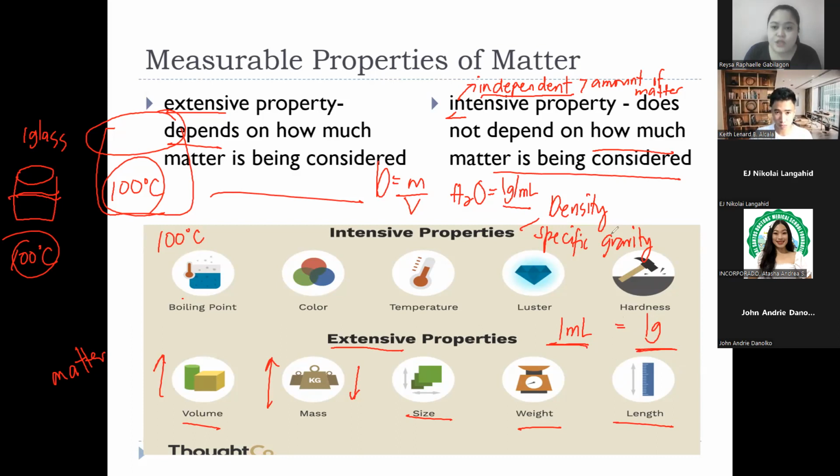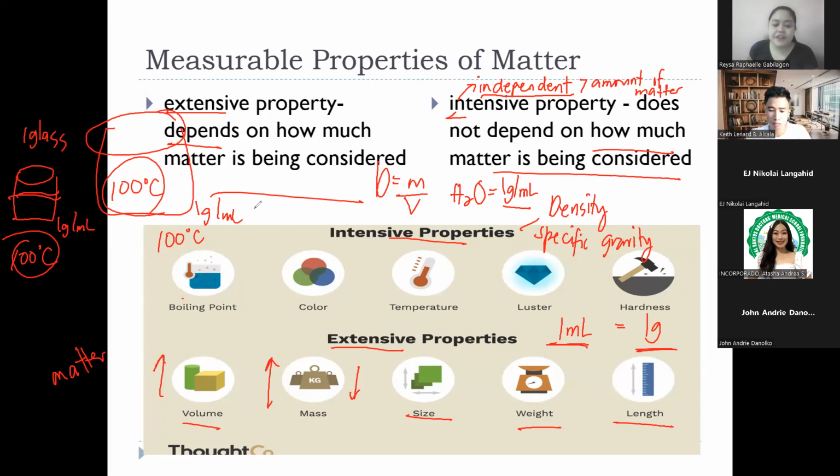Density. So si density is an intensive property. Kasi kung meron kang isang basong tubig, ang density niyan 1 gram per ml pa rin. Pag isang drum ng tubig, ang density niyan 1 gram per ml pa rin. So hindi siya nagbabago. Na ang weight ng isang ml na tubig ay still 1 gram. Okay, so I hope that is clear.